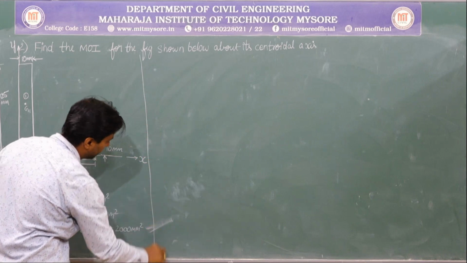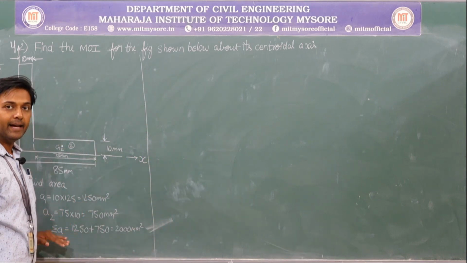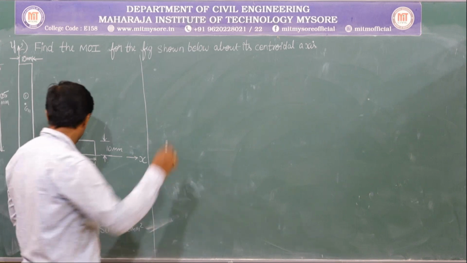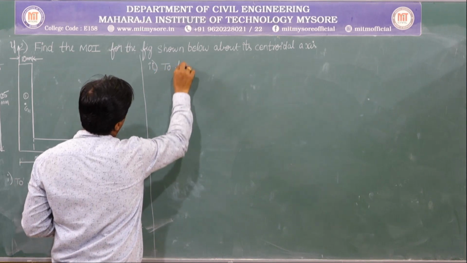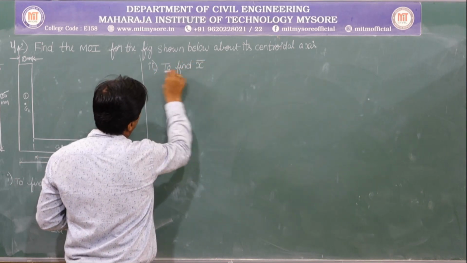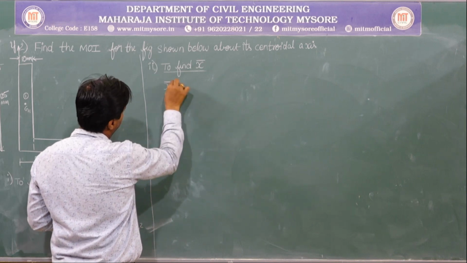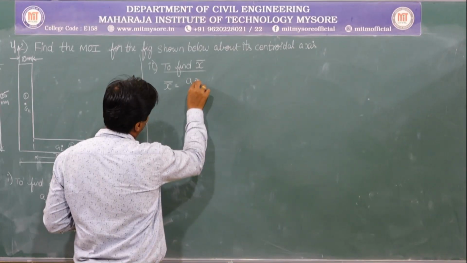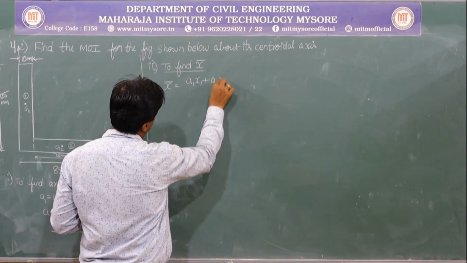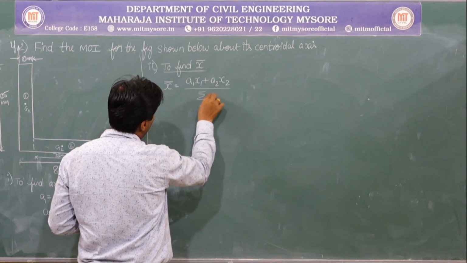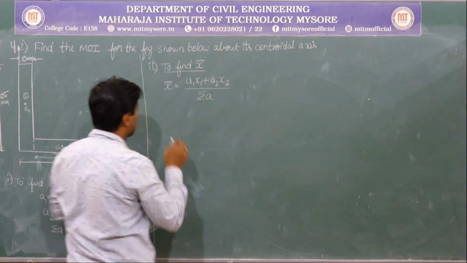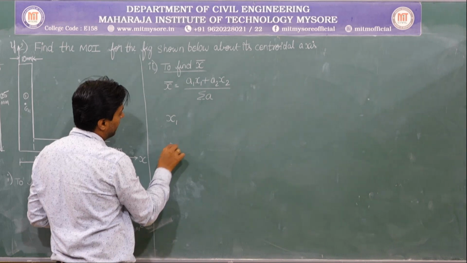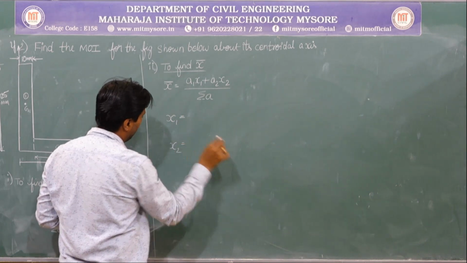Now let me proceed further. I have calculated the areas of various components. Next, let me calculate the second one, to find x bar. So what is that x bar? How many components are you having? Two components. Therefore x bar is A1 x1 plus A2 x2 divided by sigma A. I know A1, A2 and sigma A. The only two unknowns are x1 and x2, which I need to calculate now. So let us check it out.